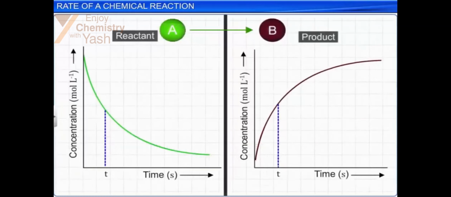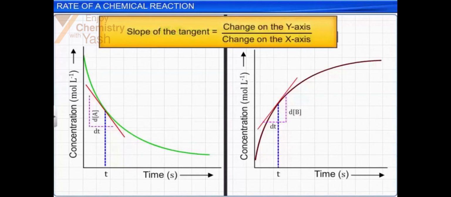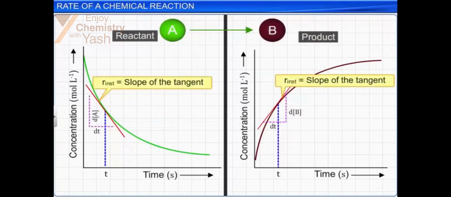Graphically, we can determine the instant rate of chemical reaction at time t by drawing a tangent at time t on the curves for the concentration of either A or B, and then calculating its slope. The slope of a tangent gives the instantaneous rate of reaction at that particular time. The change on the y-axis divided by the change on the x-axis gives the slope of the tangent. From the graph, the slope of the tangent drawn gives the instantaneous rate. R instant equals minus dA by dt equals dB by dt.